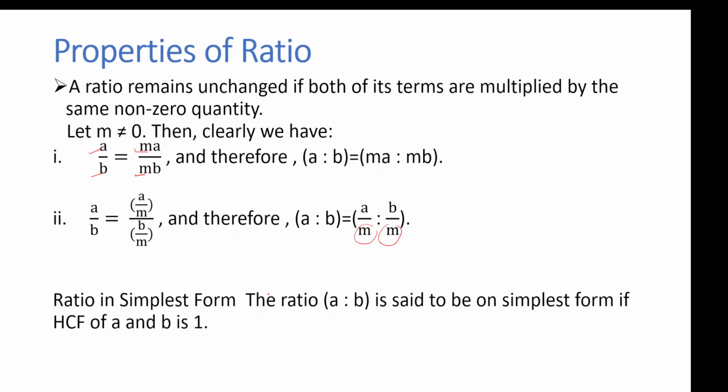Ratio in the simplest form. The ratio A is to B is said to be in simplest form if the HCF of A and B is 1. So, if there are no common factors apart from 1, then we call the ratio the simplest form. For example, here 6 divided by 3 can be written as 2 divided by 1. So, this is called the simplest form.